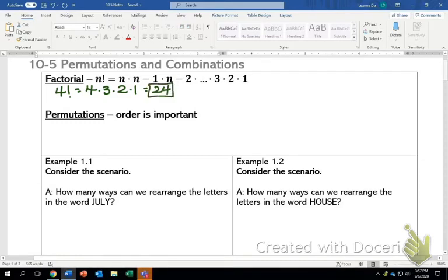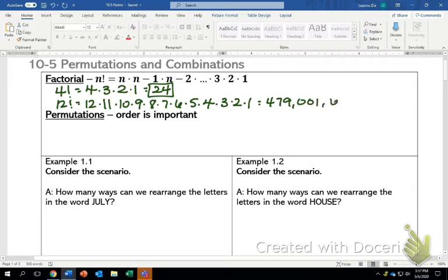Even if you have something really big, you can do, let's say 12 factorial. It would be 12 times 11 times 10 times 9, 8, 7, 6, 5, 4, 3, 2, 1. Okay, and that would equal 479,001,600. That would be our answer, okay? So just make sure that when you're doing this, you are being very careful on how you're multiplying, but also know that your calculator typically can just calculate this for you.